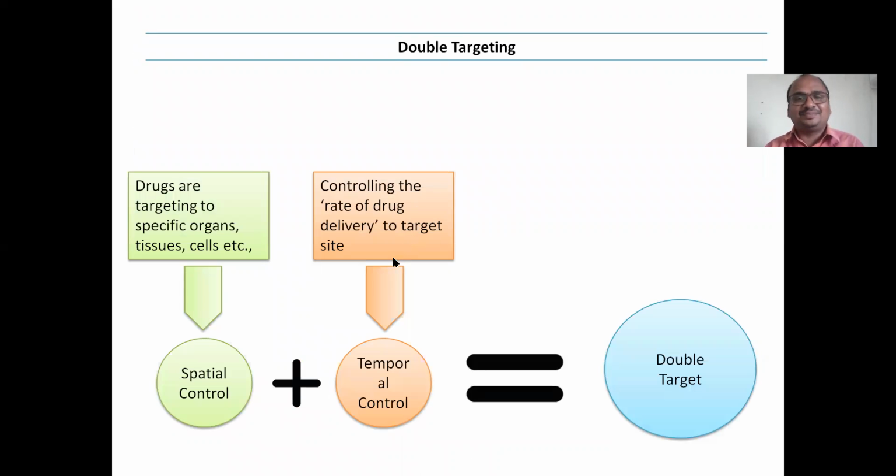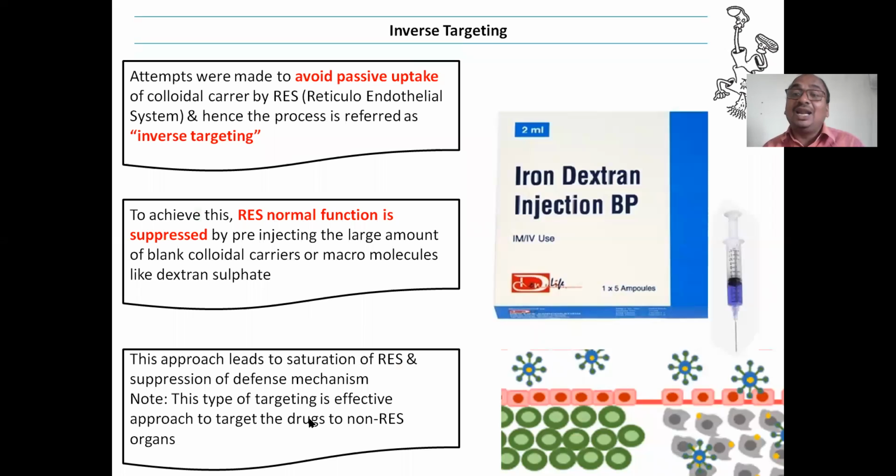And double targeting. Here, what does double target mean? Drugs are targeting a specific organ. That is number 1. Controlling release: rate of drug delivery to the target site, controlledly it has to release. Two objectives are here. One is targeted drug delivery and the other is controlled drug delivery. Both are combined. That's why this is called a double target.